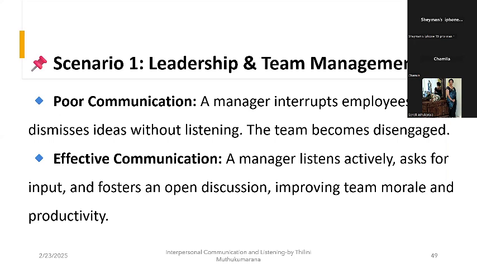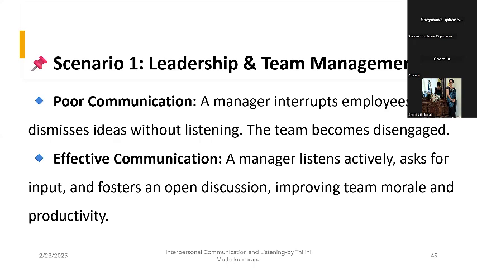So, leadership and team management, this one. You can see a manager interrupts employees and dismisses ideas without listening. So when the manager does not listen to you, the team who works under that will lose their interest, right? They will disengage with that.